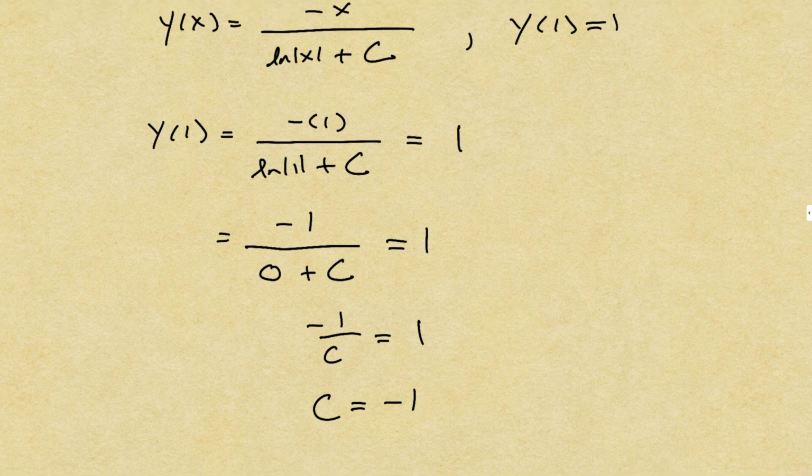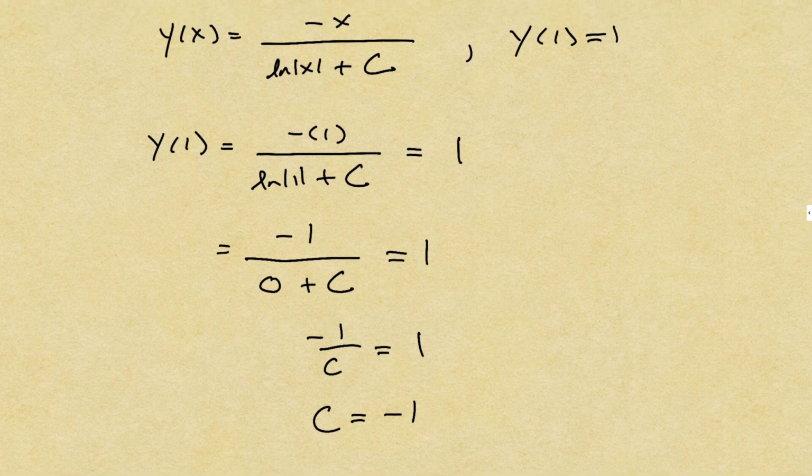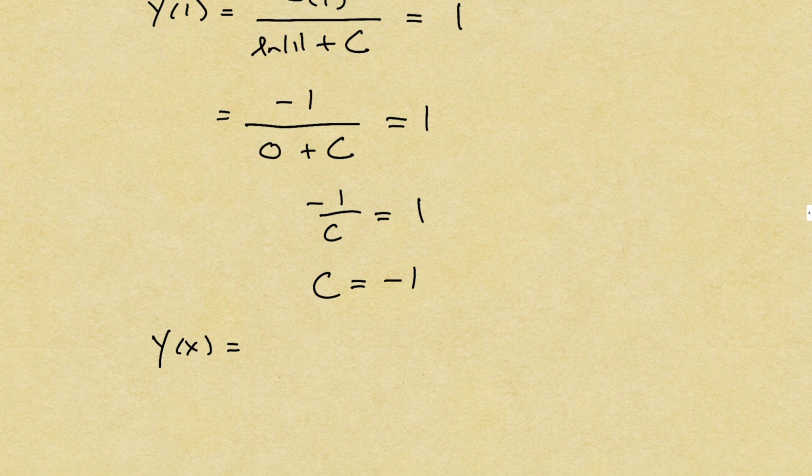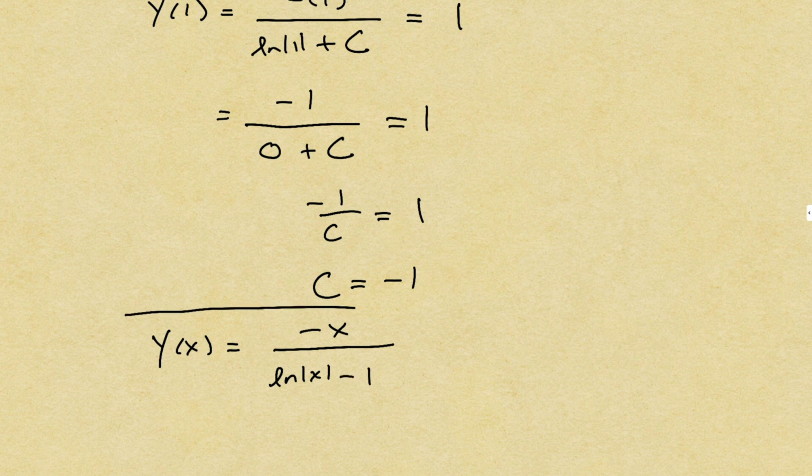Now we have our full solution here. We're going to plug in for c. So we have y of x equals minus x over the log of x, then plus our constant, which is minus 1. And we have our full solution now to our nonlinear first order differential equation, which happened to be homogeneous.